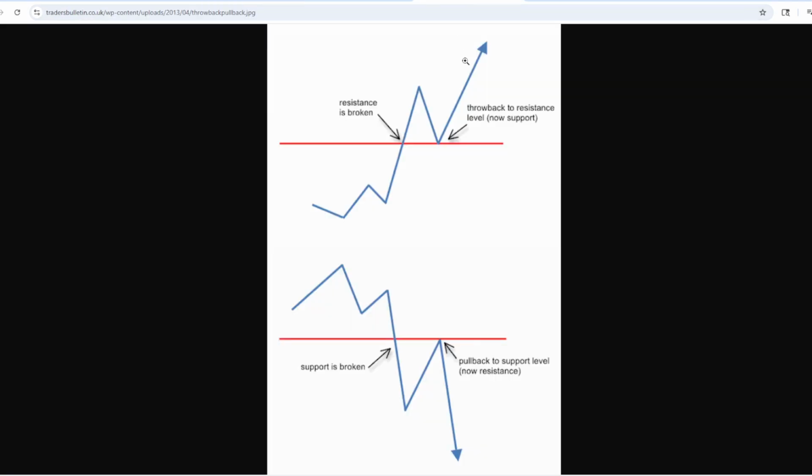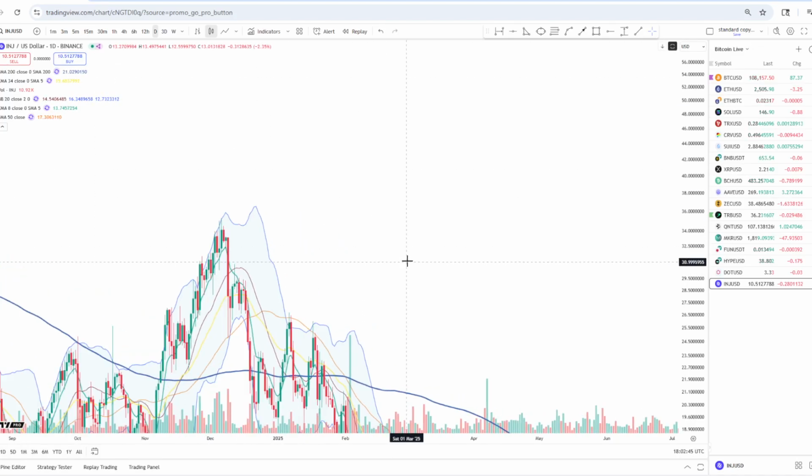For today's lesson, we're going to talk about the concept of a pullback, or a pullback to a support level, which is now resistance. This resistance level was once support, it has been lost, it's been broken, and we very simply have an underside retest. So let's take a look at that.